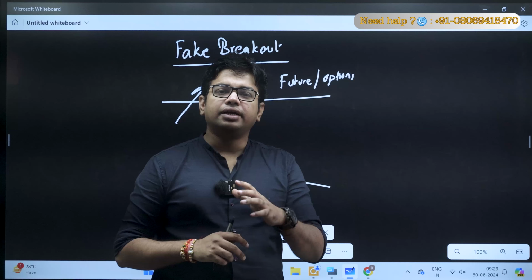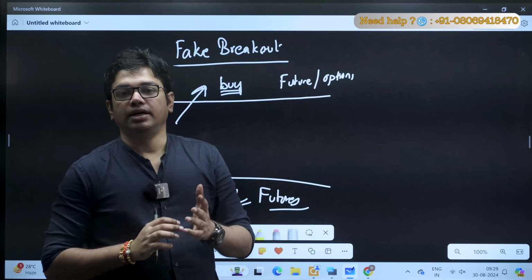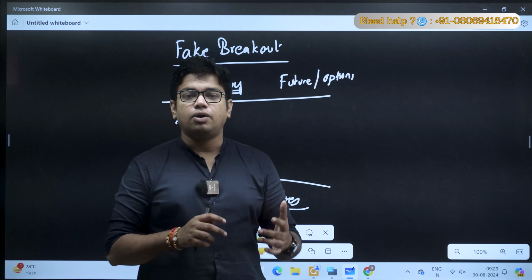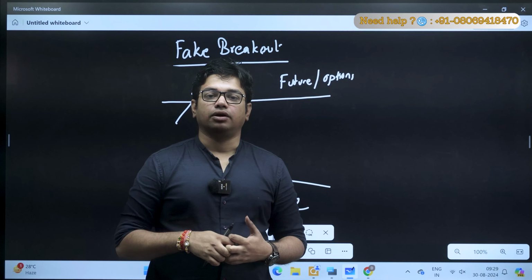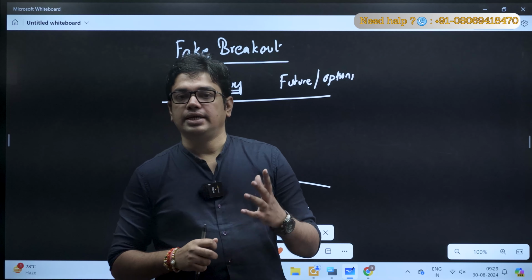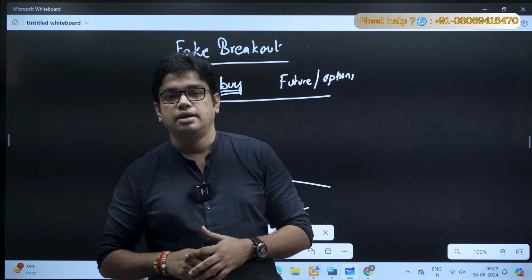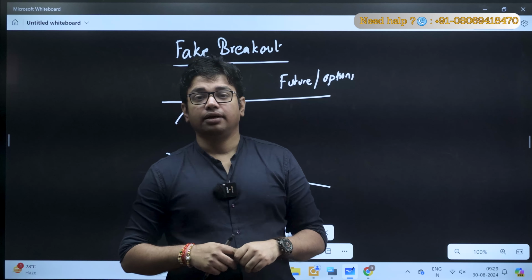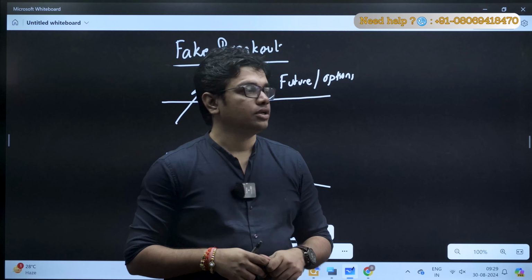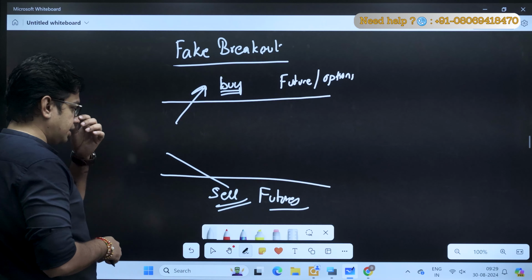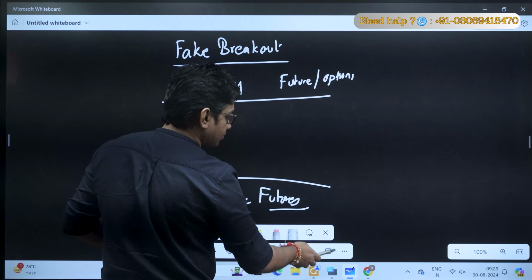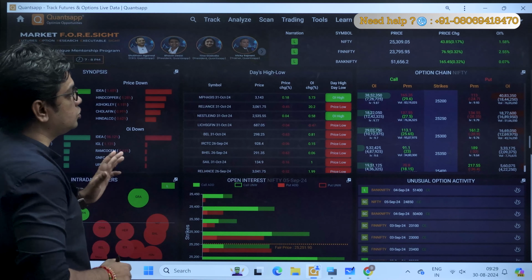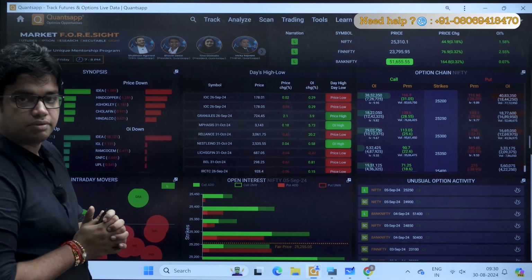Now many times we have seen there is a failure, a failure breakout. So how to identify that and how I can rectify that mistake. I can do it in intraday and also in swing trading. So let's talk about how it can be rectified. Now I want to show you where we have seen the breakout failure.